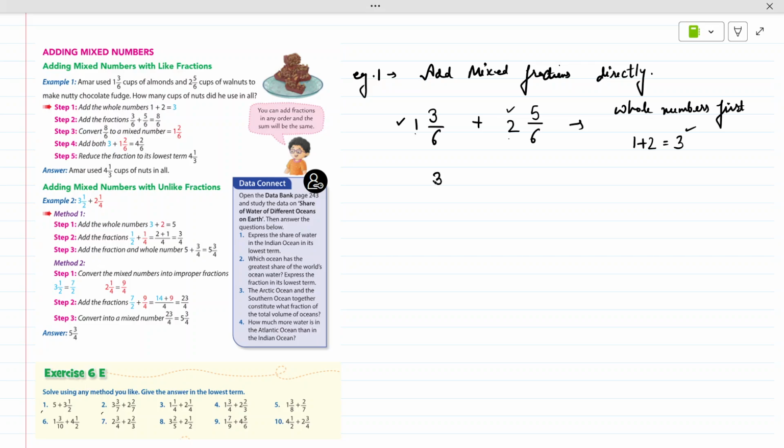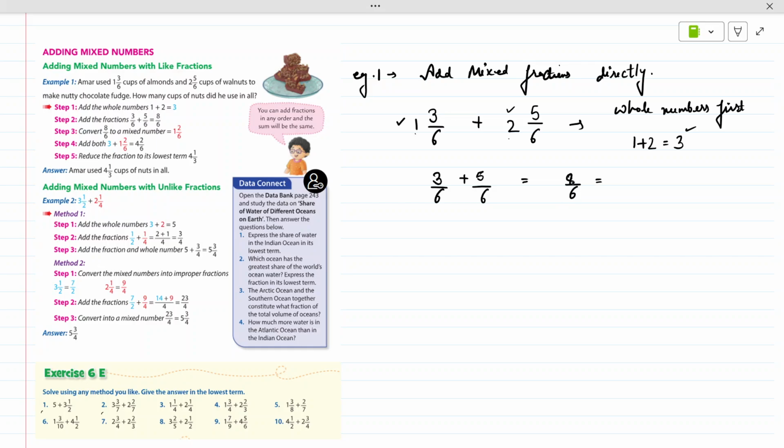Now we have to add the remaining fractional part. So what we have here is 3 by 6 plus 5 by 6 and we know that these are like fractions. Why? Because their denominators are same, so we can add them directly. Okay, so when we add them, we get 8 by 6, right? This will be 8 by 6 and now we can further reduce it to the lower term.